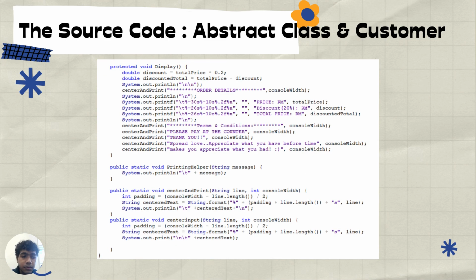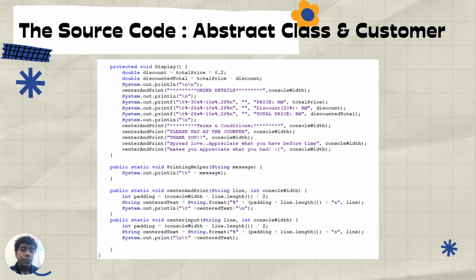Now on to the next method, which is the display method. This method will display the order details of the customer. That means if the customer already chose their bouquet and their quantity, it will calculate the price of the bouquet and display it to the user. As you can see there, it starts with order details, and after order details, it displays the price. I mean, it'll show the total price of the bouquet, but not minusing the discounted price. And after that, they'll show the 20% discounted price.